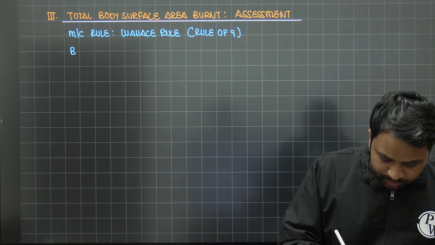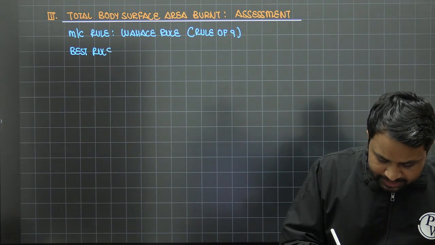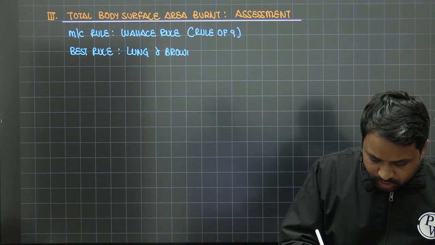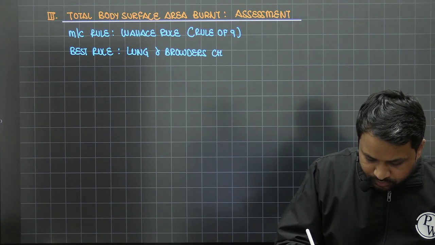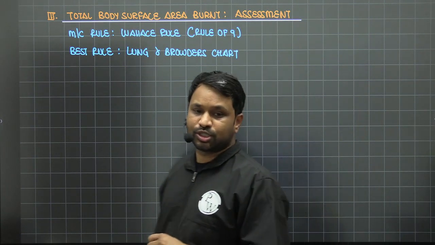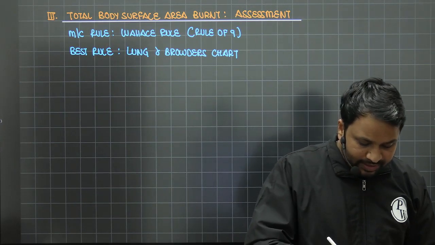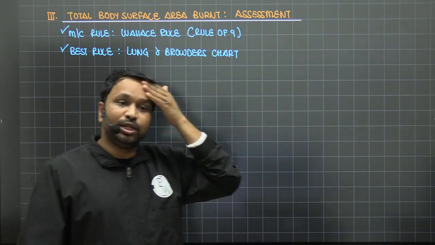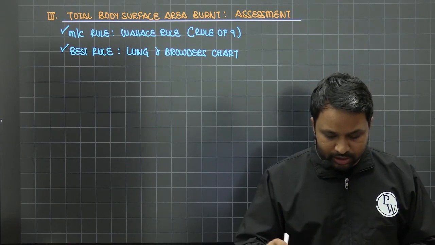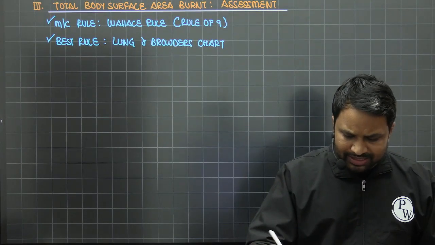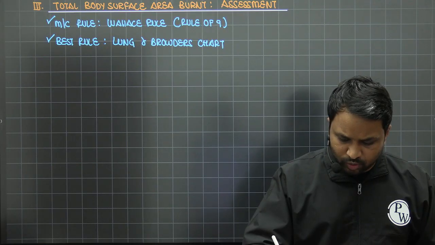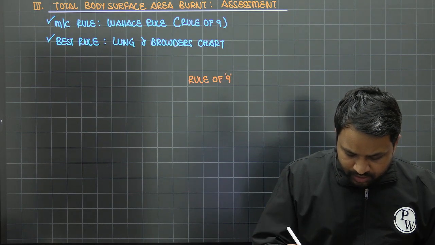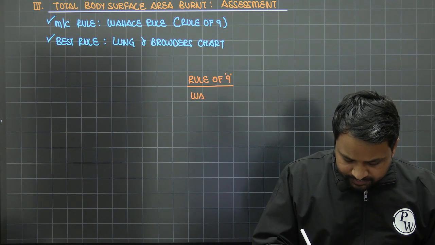But if they ask you what is the best method or the best rule for the assessment, then the answer is going to be the Lund and Browder chart. So if they ask what is the most common rule for assessment, that is Wallace. But if I say what is the best rule for assessment, that is the Lund and Browder chart. Okay? So we'll start with the Wallace rule, that is the rule of 9, for the assessment of total body surface area burnt.